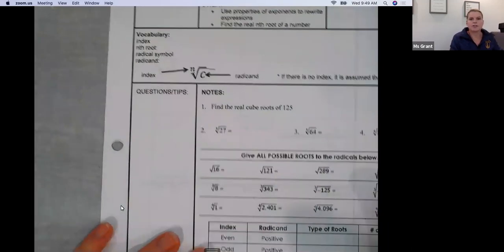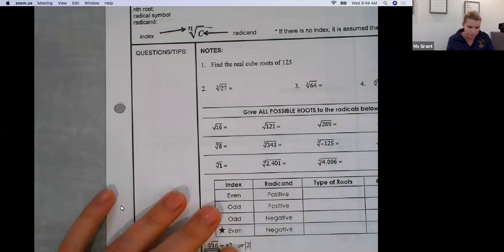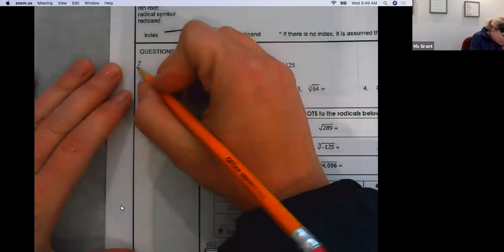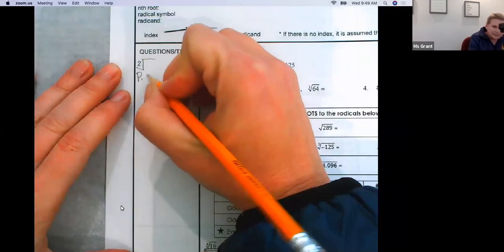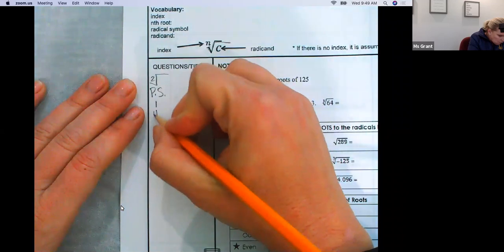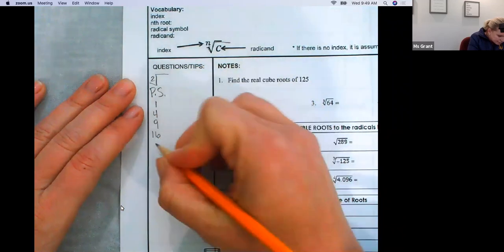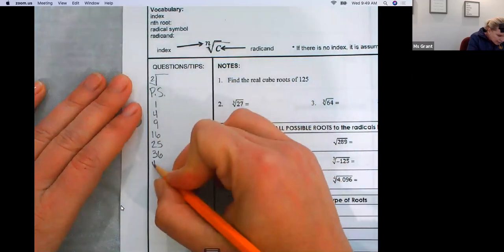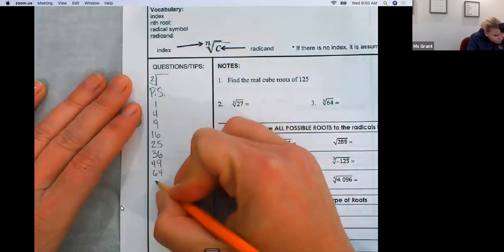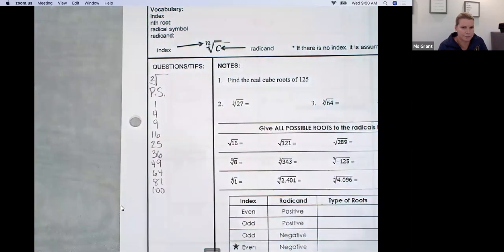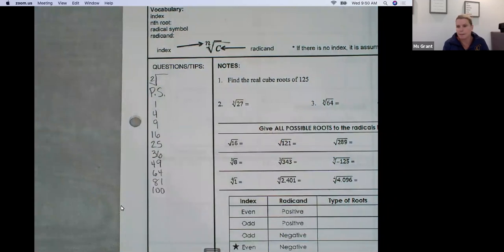All right, so there's a couple of things that you guys need to know that are extremely important. These are called perfect squares. PS, perfect squares. Ready? 1, 4, 9, 16, 25, 36. I mean, I'll go to the rest, 49, 64, 81, 100. So those are perfect squares, right? And those need to be memorized by you.